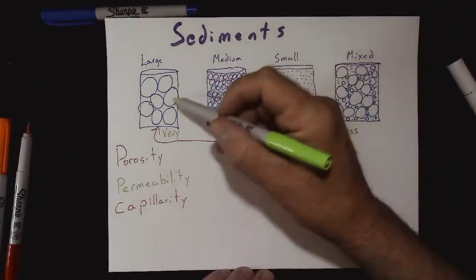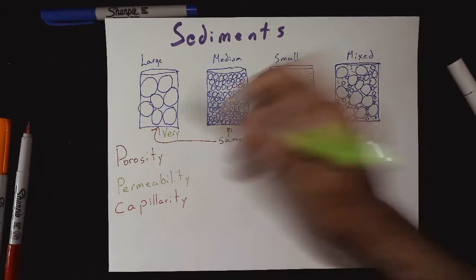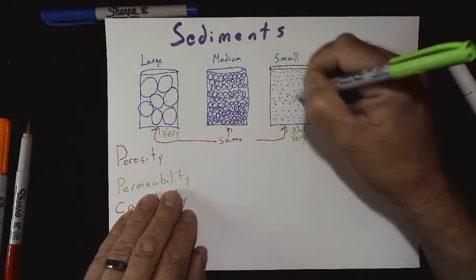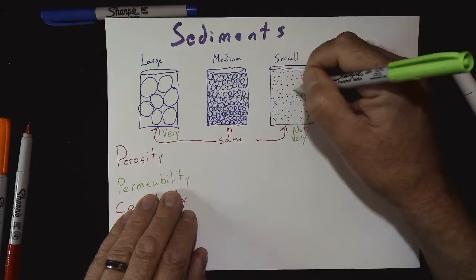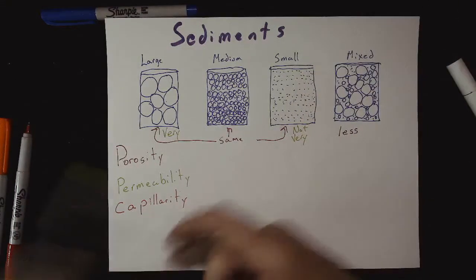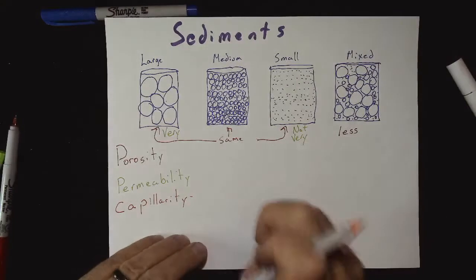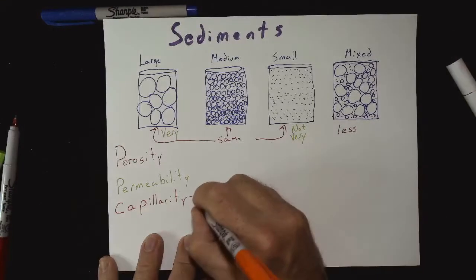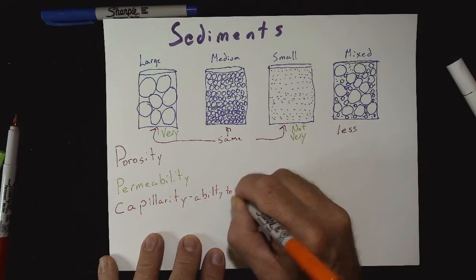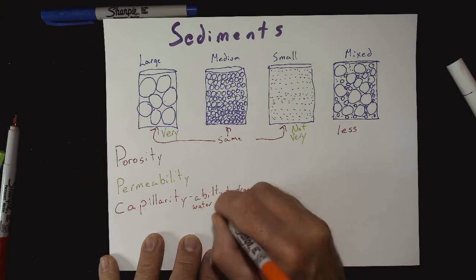If you think of a sand deposit, that's not going to hold the water. The water will pass through fairly quickly. So permeability, high permeability with big particles, very small permeability with smaller particles. Now there's one other thing, capillarity. Capillarity might not be a familiar word, but it's happening all around us. It is the ability to draw water upward.